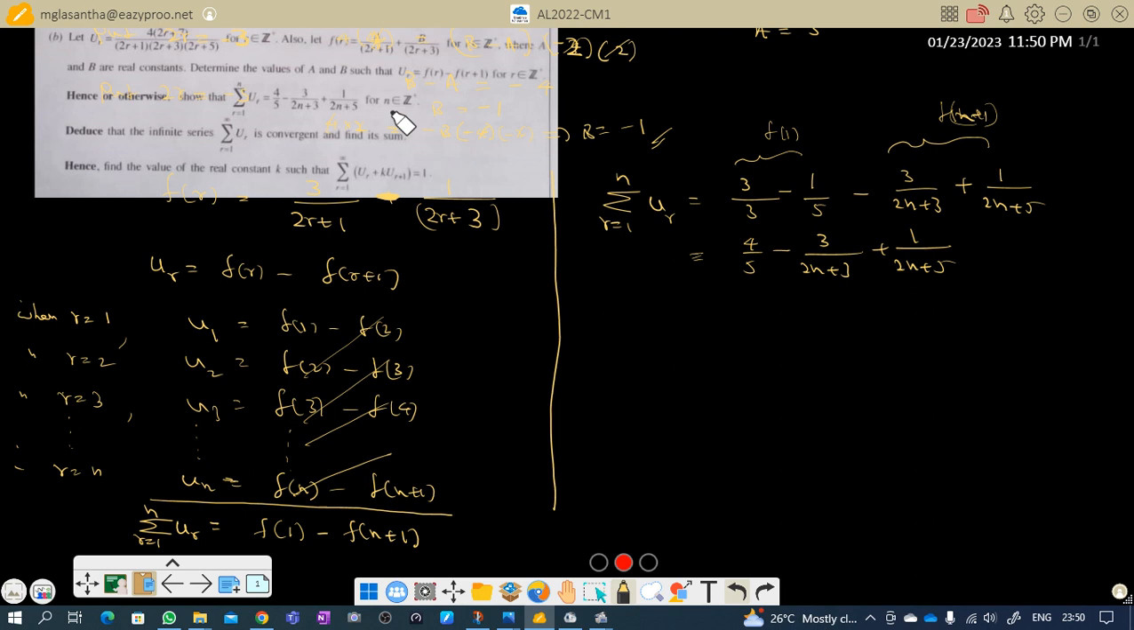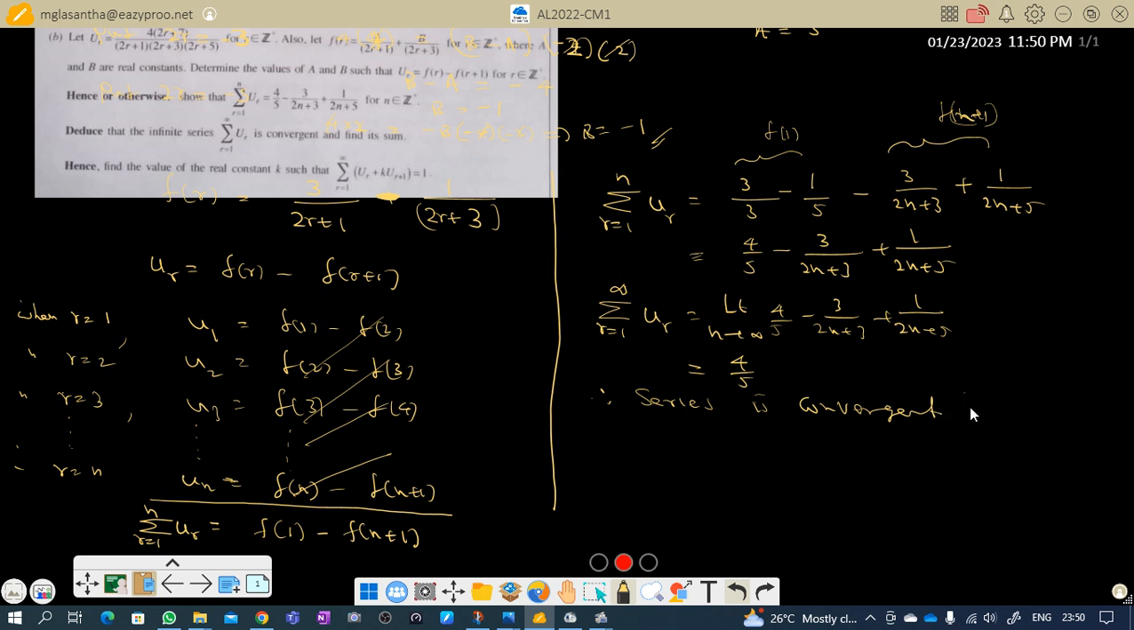Sigma UR is okay now, right? This is the infinite sum. Sigma R equals 1 to infinity UR equals the limit as n tends to infinity of 4 over 5 minus 3 over 2N plus 3 plus 1 over 2N plus 5. These terms become 0, and only the constant term remains, 4 over 5. This infinite series is convergent, convergent to 4 over 5.